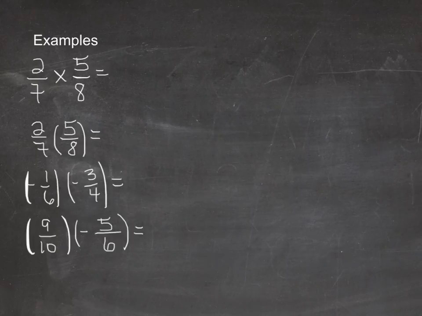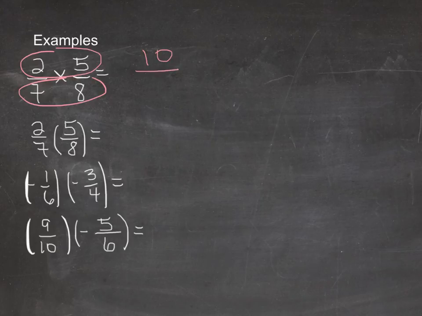Okay, so in my first example I have 2 over 7 times 5 over 8. All I do when I multiply fractions is multiply straight across the top and straight across the bottom. So I have 2 times 5 is 10, over 7 times 8 is 56. So it's 10 over 56.